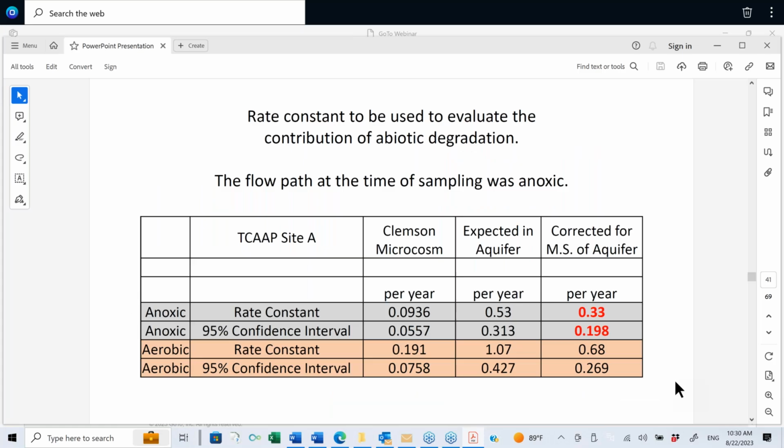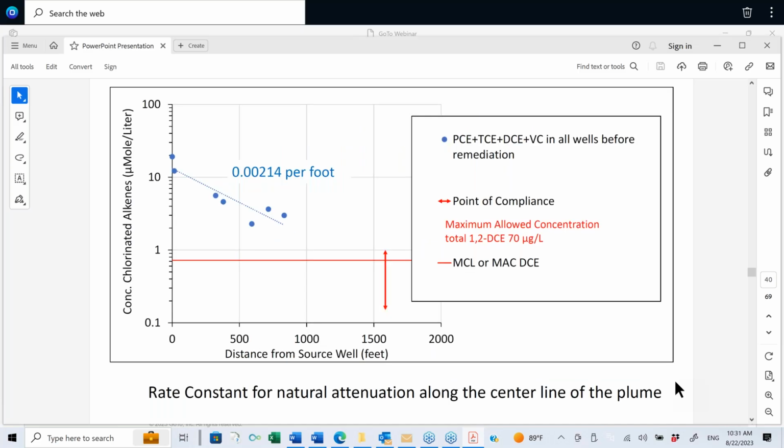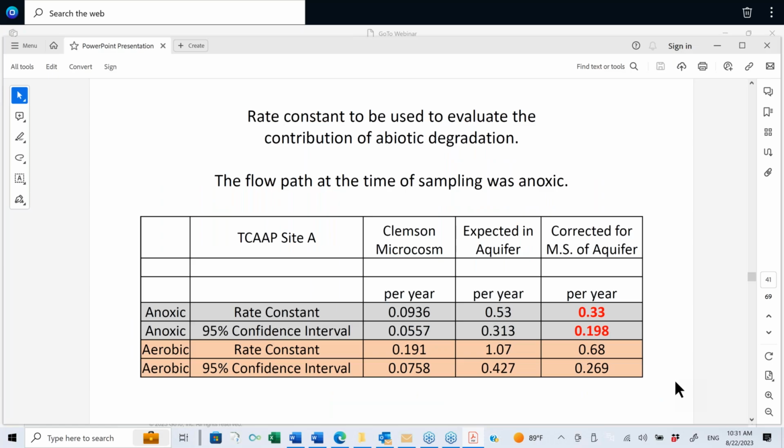So Clemson has done a microcosm study for this sediment. So these are the corrected rate constants for anoxic material and aerobic material. Now at this particular site, for some reason, the aerobic material actually had a faster rate constant, 3-fold faster. However, the condition I'm trying to describe is the distribution of the plume before they did a cleanup when the whole flow path was anaerobic. So I'm going to use the slower rate constant, the anaerobic rate constant, because it's the most appropriate description.